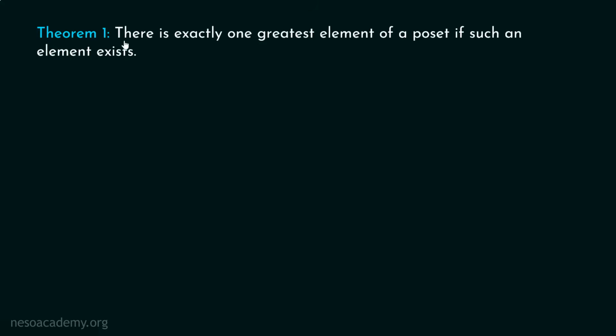Now here is theorem 1. There is exactly one greatest element of a poset if such an element exists. We have seen that there is exactly one greatest element and one least element. So this theorem states that there is exactly one greatest element of a poset if such an element exists. Now let's just try to prove this theorem.